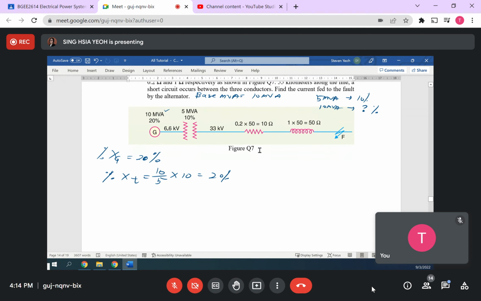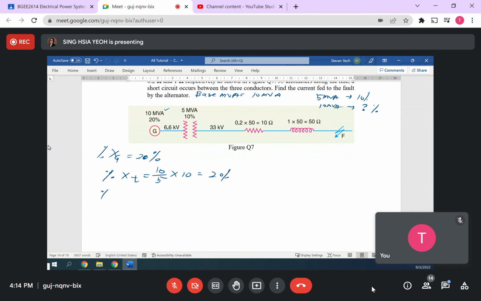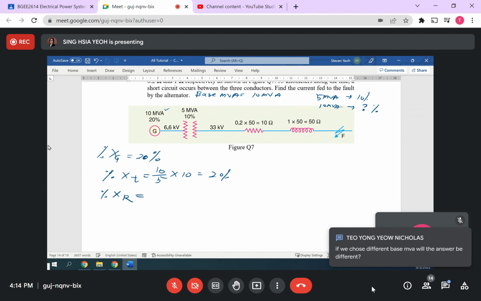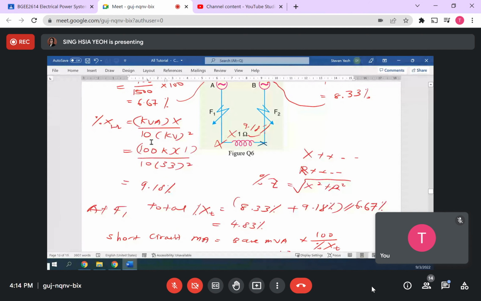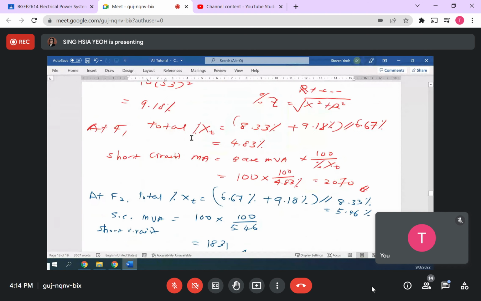Then the transmission line. So percent X, or we don't call X, sorry. We straight away use resistance. So percent R for the line will be what? The equation will be like just now, kVA times with resistance in ohm divided by 10 times kV power 2. I think same as just now, right? Equation just now, this one, kVA times with X over 10 times kV power 2.